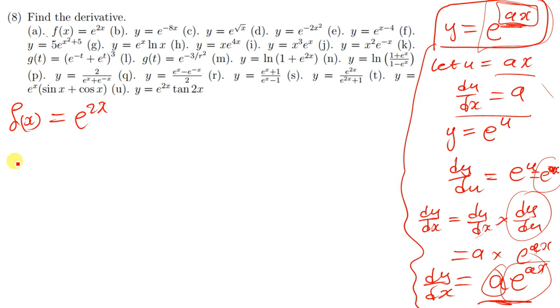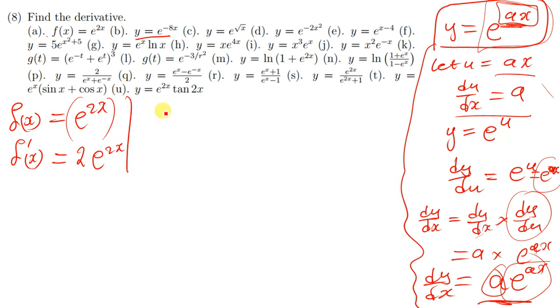To find f prime of x, we simply differentiate the power here. When you differentiate 2x, the answer you get is 2, and then you multiply by the original function, which is e to the power 2x. So that applies to this expression here.